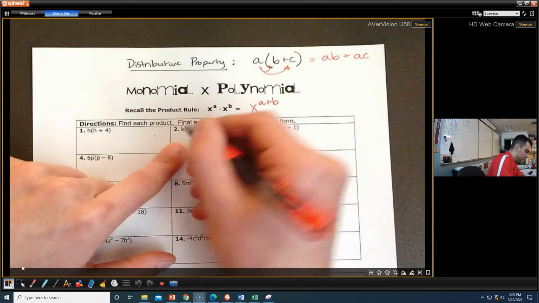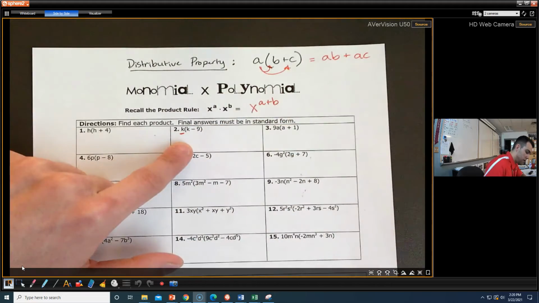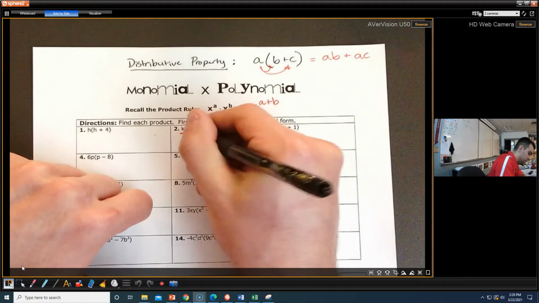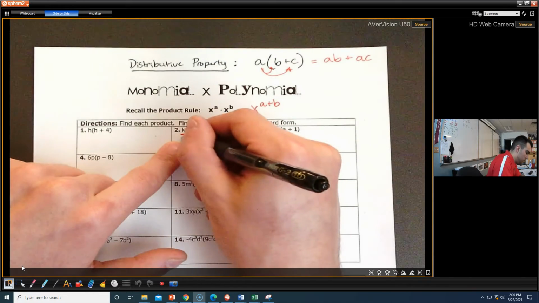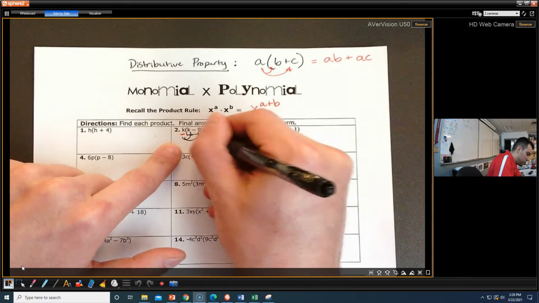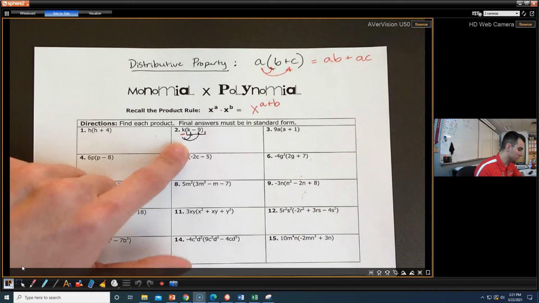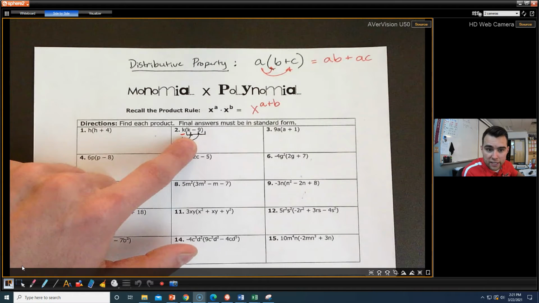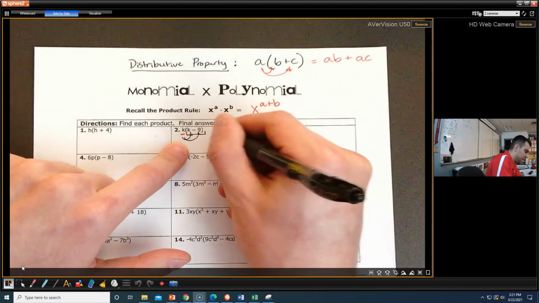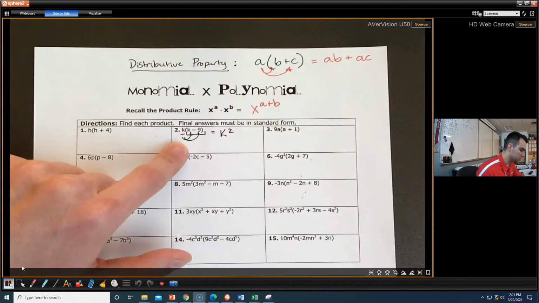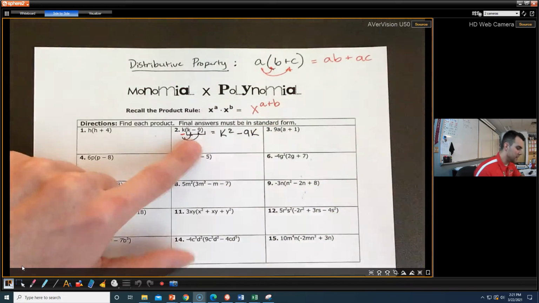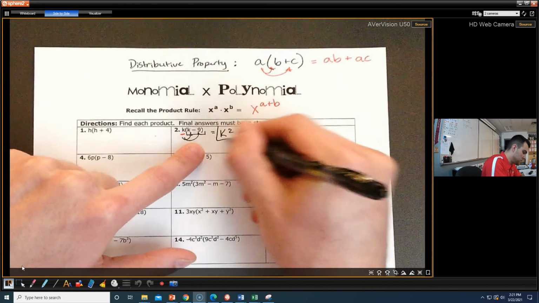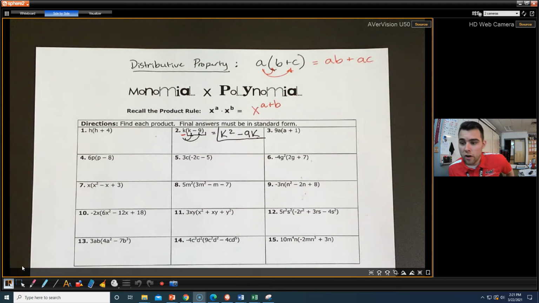And looking at this, we have a monomial times this polynomial right here for number 2, just as an example. Okay? So again, we're going to take this outside monomial and I'm going to distribute it. I'm going to multiply it to each thing in here. Okay? K to the first times k to the first, that's k to the second power using my product rule. And then k times negative 9 is negative 9k. And that, guys, is as simplified as possible. And there we go. That is just all we're doing.